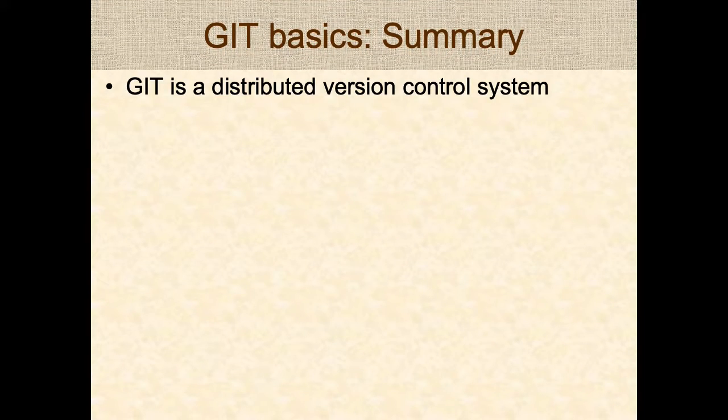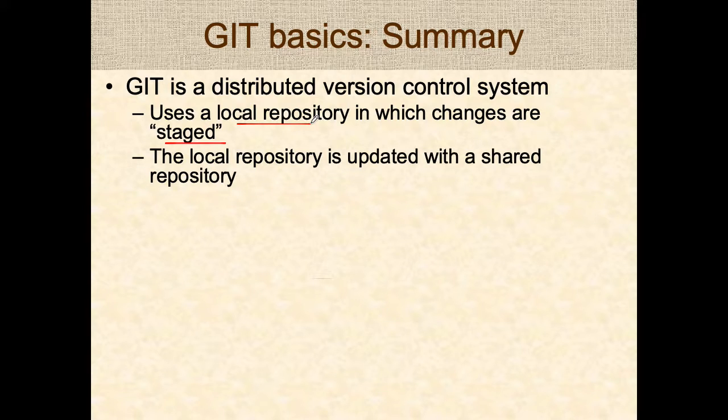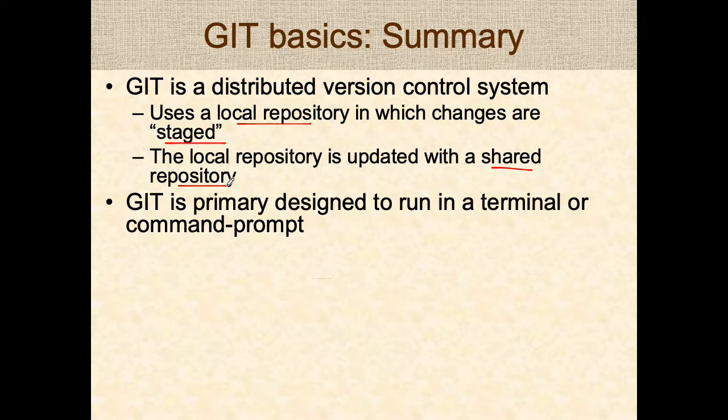All right, keep in mind Git is a distributed version control system and it uses a local storage repository. So that's where all of the changes are staged. So we create our project and work with our projects in the local repository. And the local repository is updated either when you push and pull your changes with a shared central repository. And in this case, our shared central repository came from GitLab.